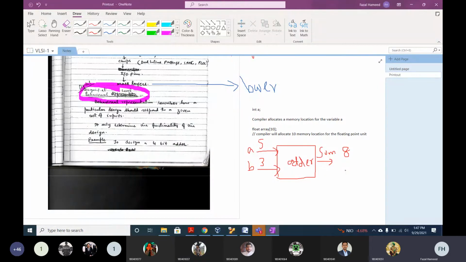Okay, now let's assume we have another behavioral description of a subtractor. We have the same set of inputs, 5 and 3. What will be the result? 2. So this is a behavioral description of a subtractor. If we have an ATM, automatic teller machine, what is the behavioral description of an ATM?